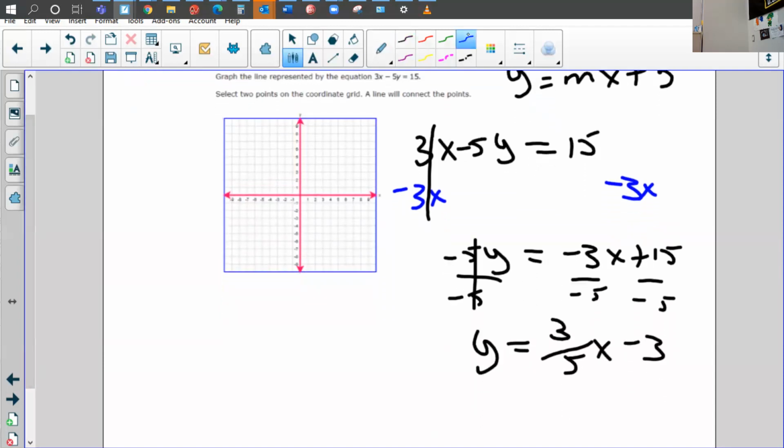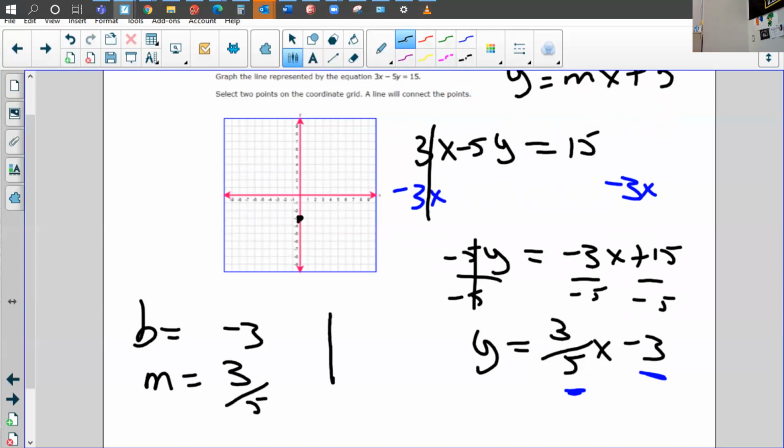My y-intercept is -3, and my slope, all right? So B is my -3. That's my starting point of graph. So I'm going to start right here in the graph. And my slope is m is equal to 3/5. What does that mean? That means I'm going to go up 3 units and to the right 5. And that's going to give my second point.